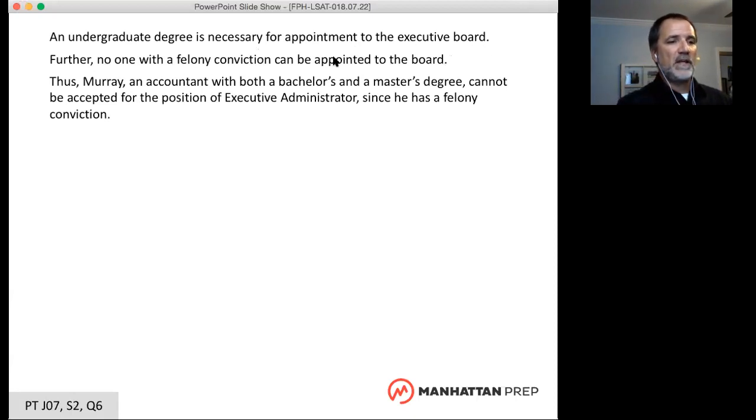Further, no one with a felony conviction can be appointed to the board. Okay, I'm still not sure where we're going with this. Thus, oh, okay, now I know. Thus, therefore, that word by itself tells me that what I'm about to read is going to be a conclusion based on these 2 statements.